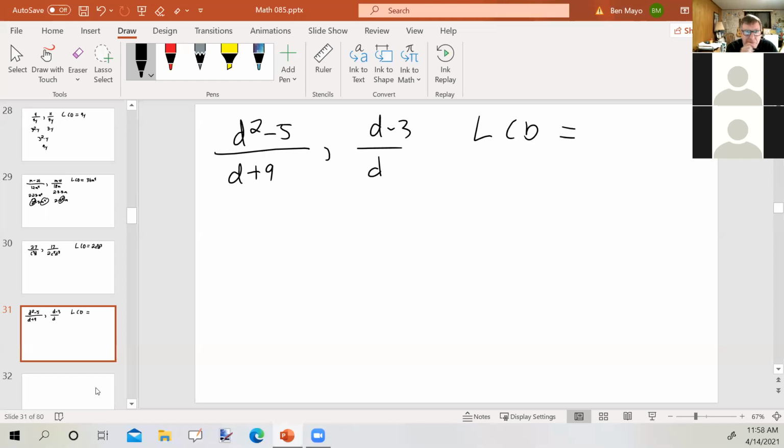Be careful. What's the LCD? D plus 9. Nope. That's part of it.